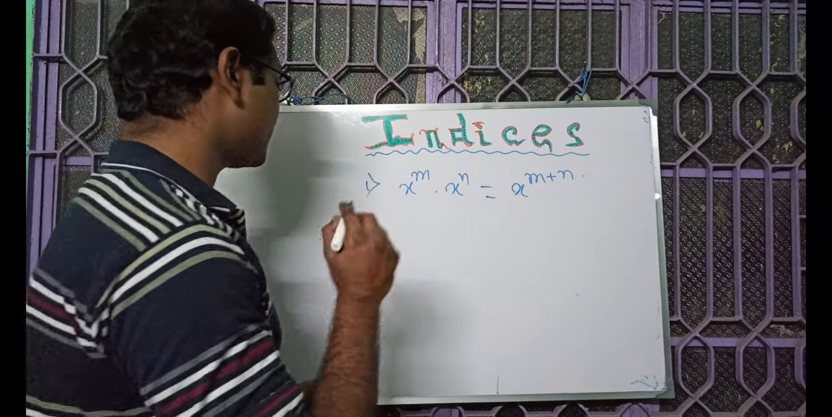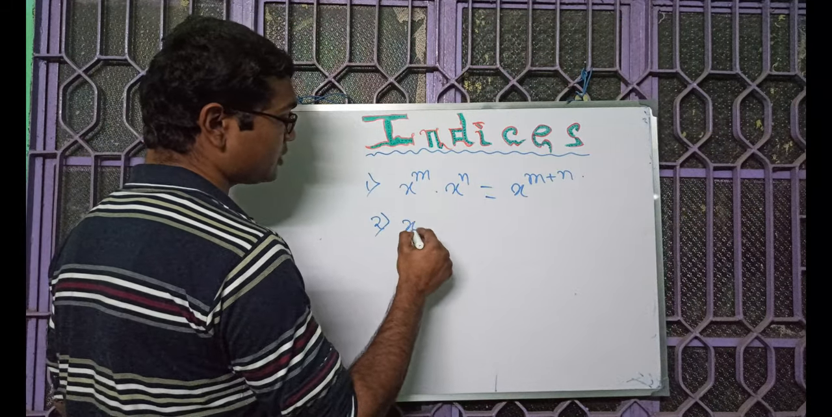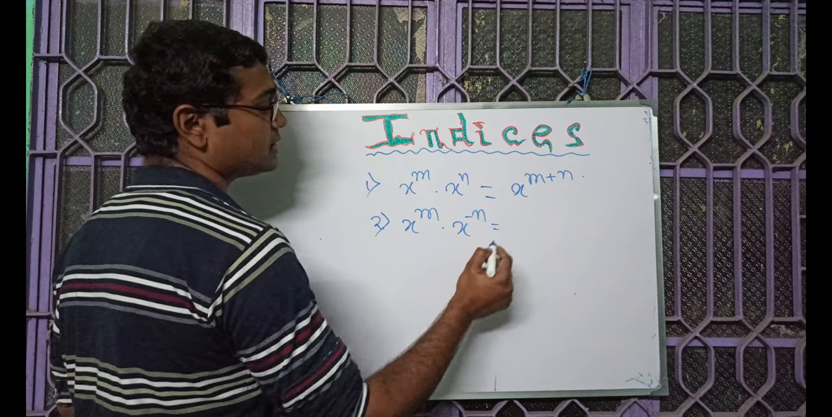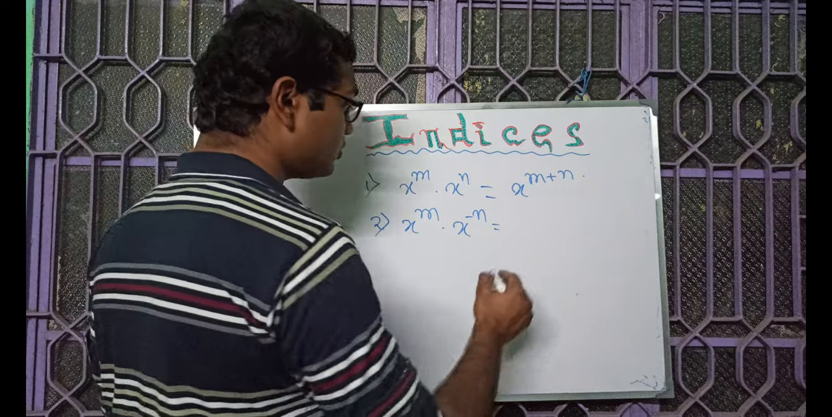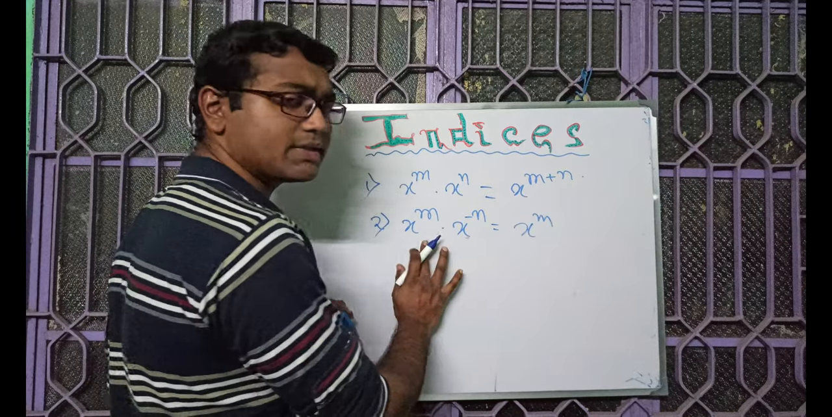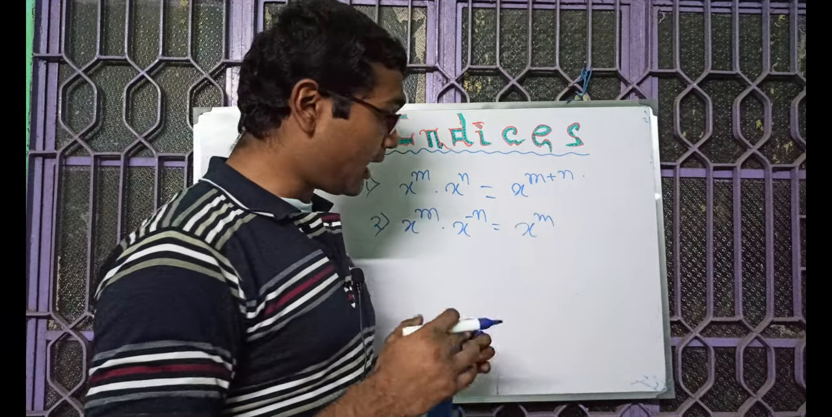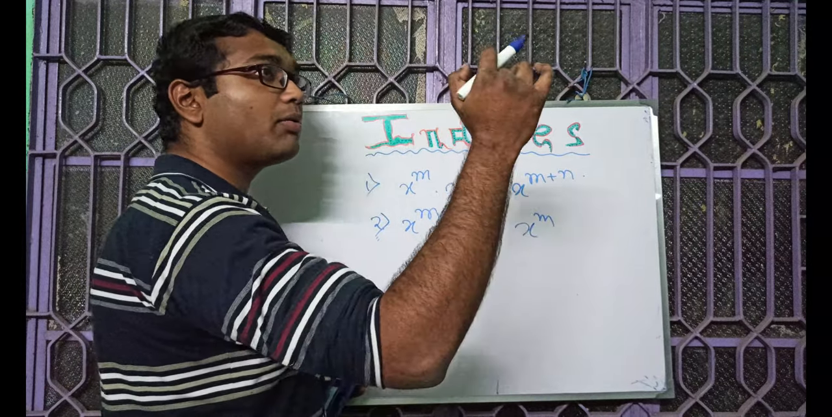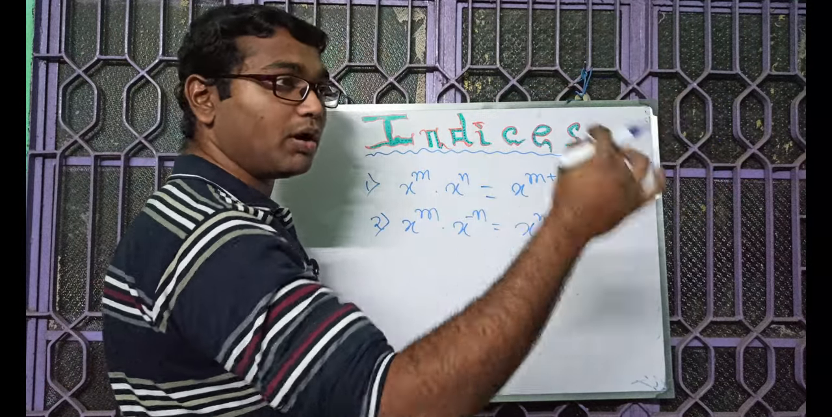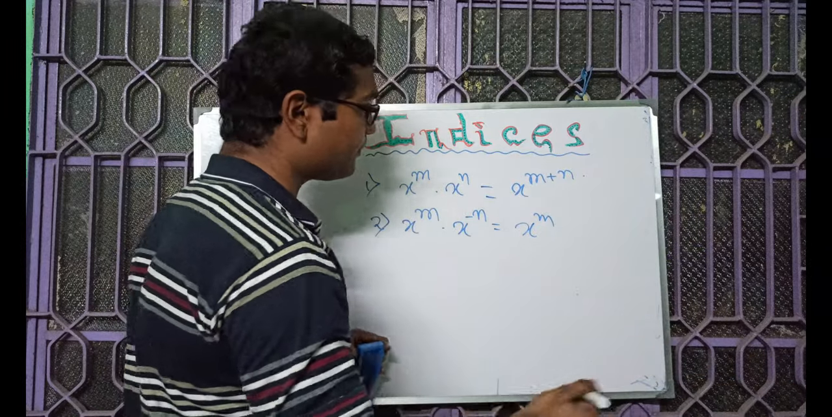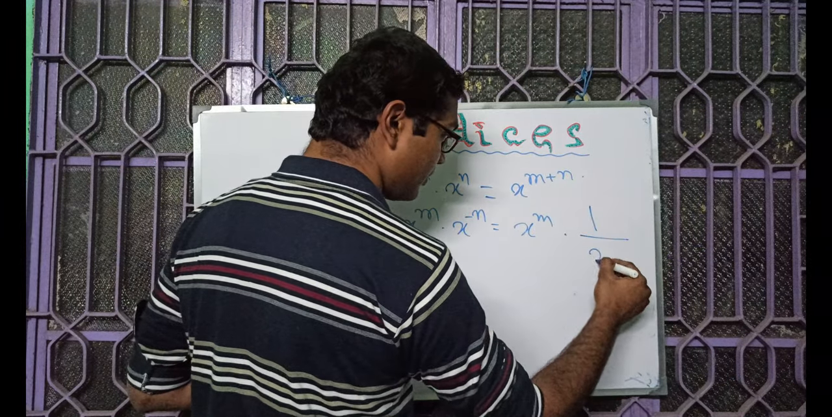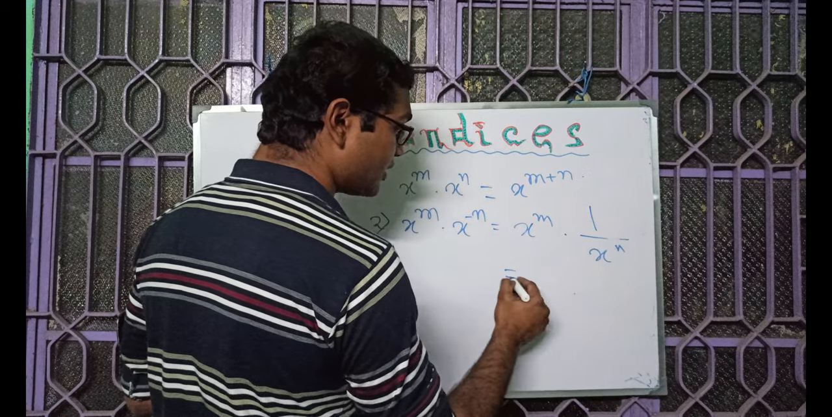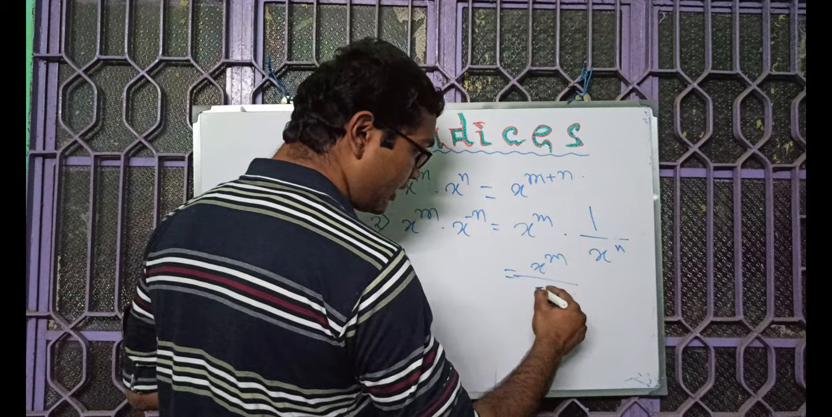Okay, so the second one. The second property is x to the power m into x to the power minus n. This one is equal to what? We all know x to the power m, keep it as it is. But as I showed you earlier, what is x to the power minus of something? Just 1 by x to the power that thing. So this one is 1 by x to the power n. So as a whole, x to the power m by x to the power n.